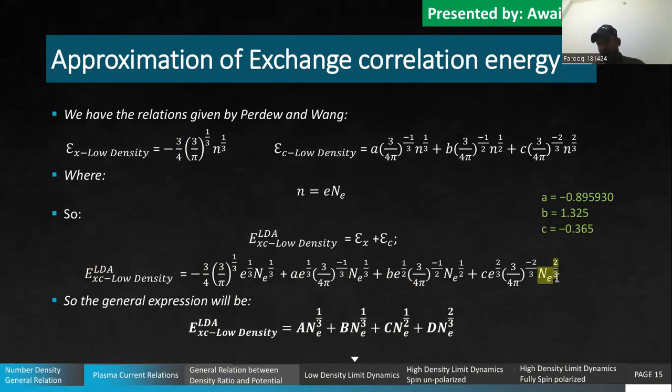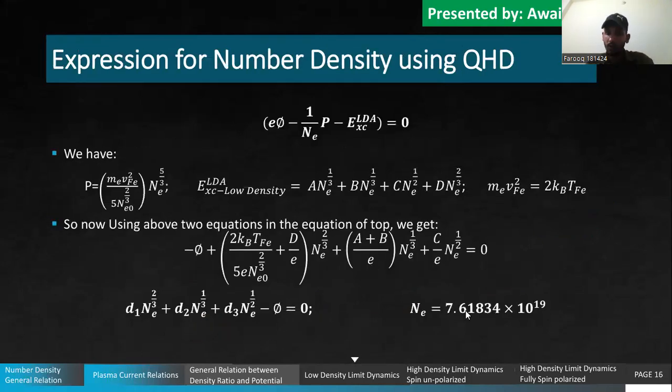We have the parameter NE, the number density. Actually, we have two parameters in this project, number density and potential. All other parameters depend upon these, but these are constants. We'll let this constant equal to D, this constant equal to C, this constant equal to B, and this constant equal to A. Only for simplification, not for any other reason. So now we get this final relation for the exchange and correlation potential for low density.